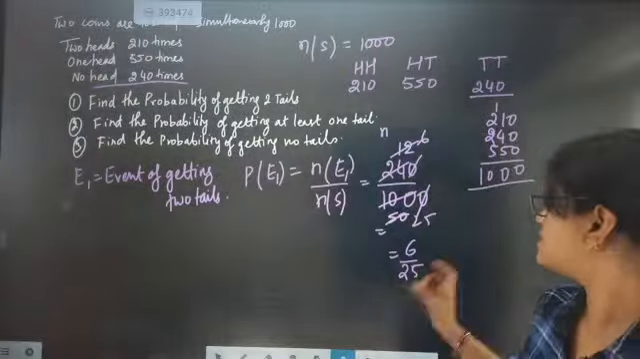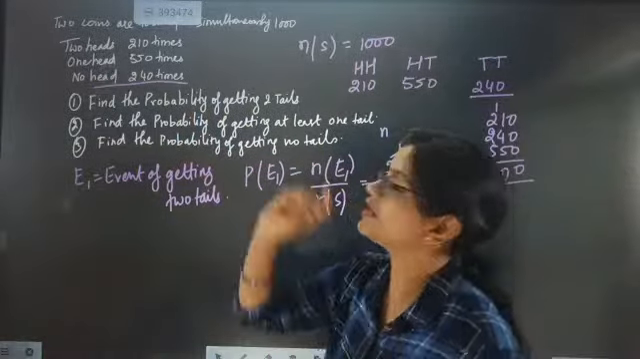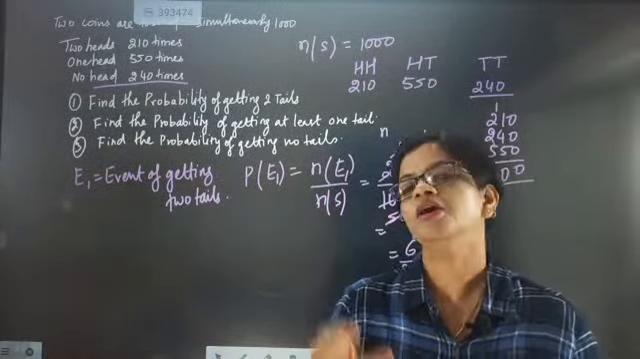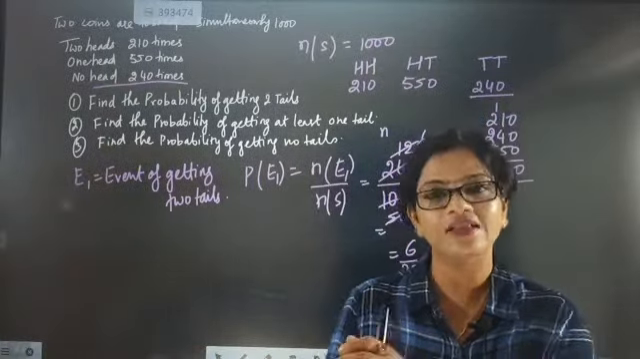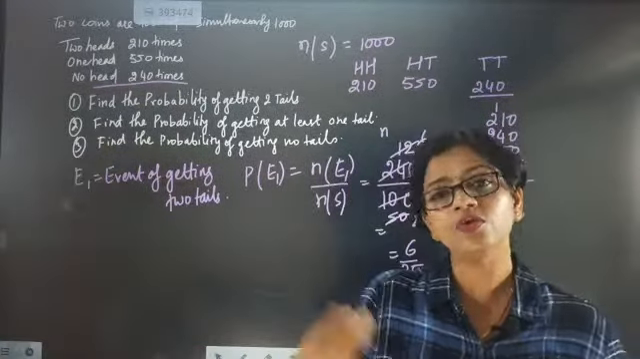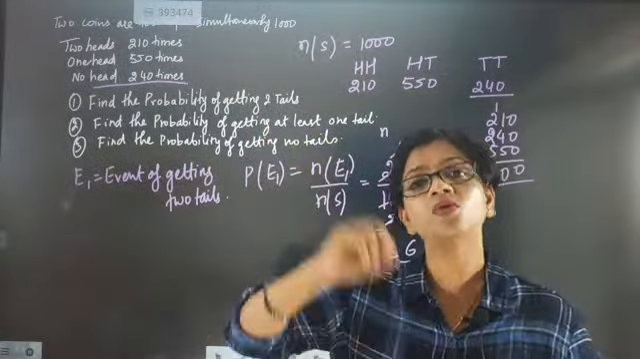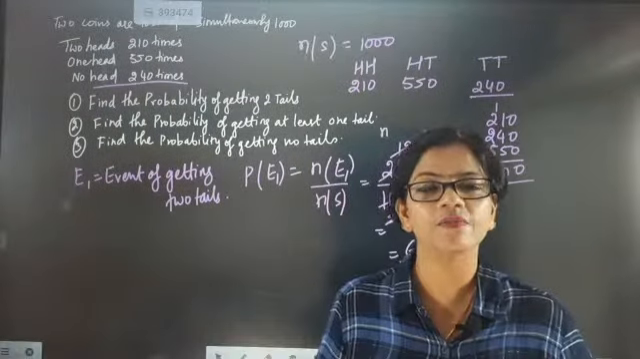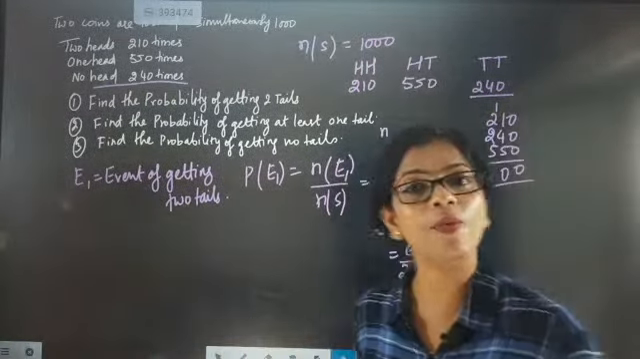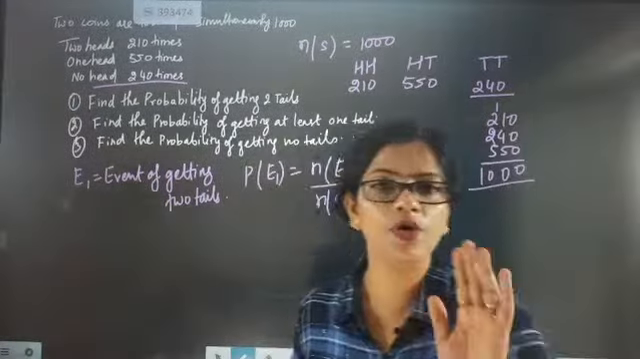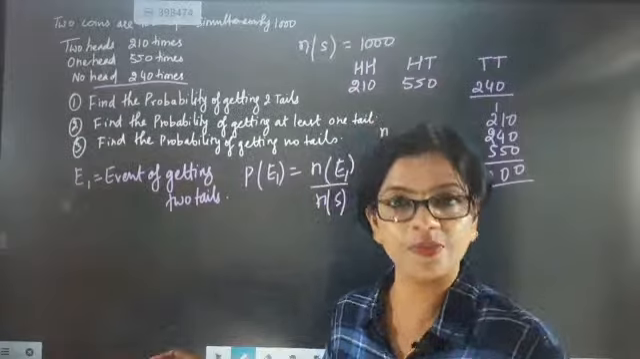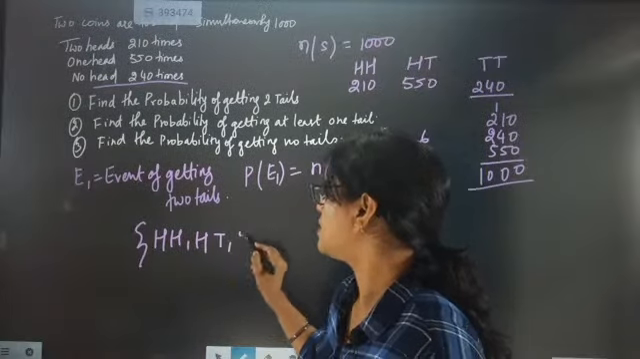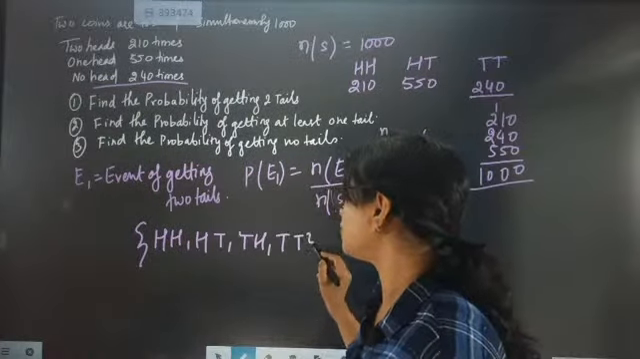So what is coming here is the probability of getting 2 tails. When you throw a coin, you will have 2 possibilities, either getting a head or a tail. But when you throw one coin two times, one time it can come tail, one time it can come head, then total 4 possibilities will be there. What will be the 4 possibilities? Head head, head tail, tail head and tail tail. So these are the 4 possibilities.